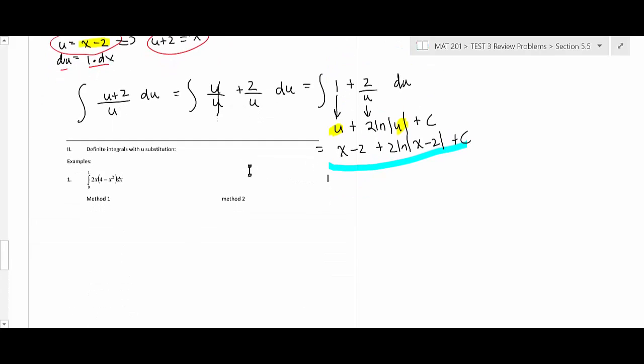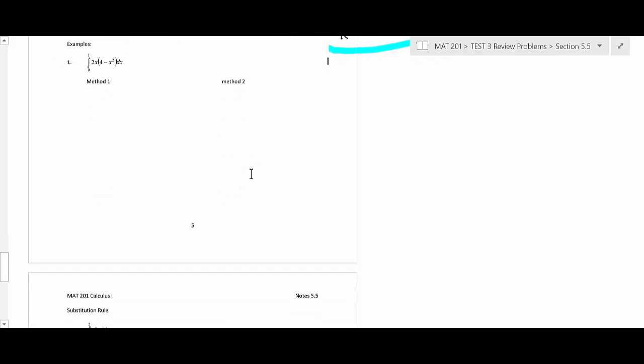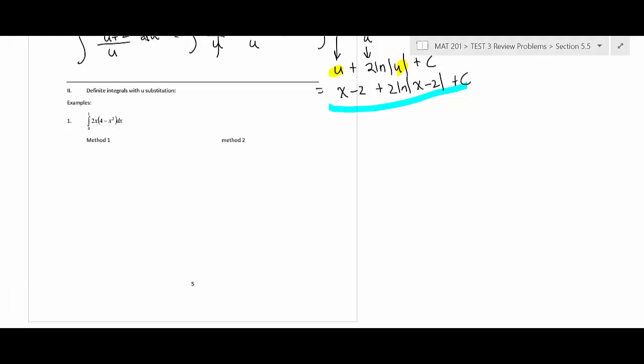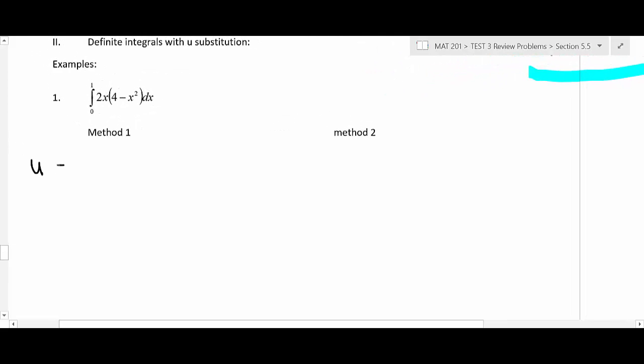I haven't done a definite integral yet, so I need to finish up by giving you an example of a definite integral. First of all, since we're learning u-substitution, I'm going to do this one by u-substitution. So when I do this integral right here, what I'm going to set u equal to is probably this thing right here. Let's write down u is equal to 4 minus x squared. That's going to be our u.